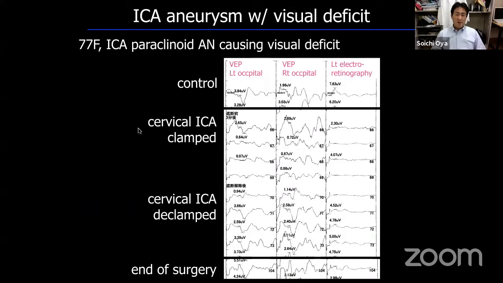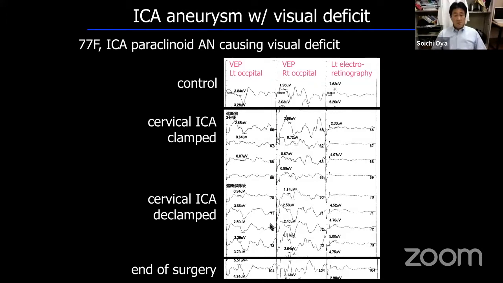For this surgery, we utilized visual evoked potential, VEP. While I secured the space between the optic nerve and the aneurysm wall, I clamped the cervical ICA. While clamping the cervical ICA, the amplitude of the VEP decreased on both sides. This is control. However, it recovered immediately after declamping, which means this decrease of the VEP amplitude is not from the mechanical injury to the optic nerve while dissecting, but from the temporary ischemic effect.